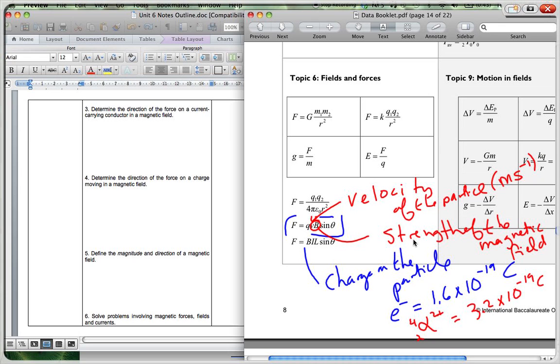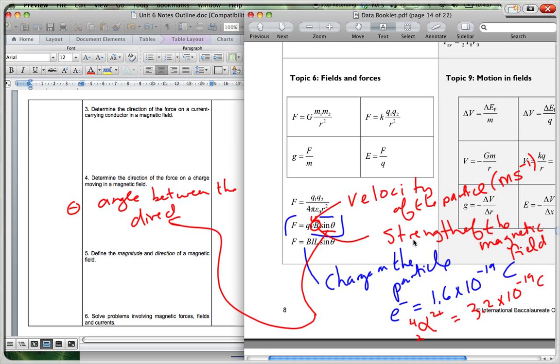And the combination of those three, when you multiply the three of those, gives the force, provided that the direction of the particle is at right angles to the direction of the magnetic field. So this angle theta here is, let me go over here, the angle between the directions of the magnetic field and the particle.